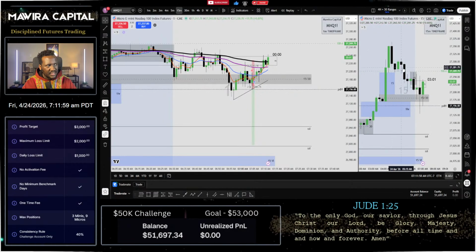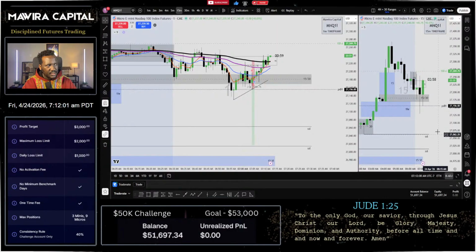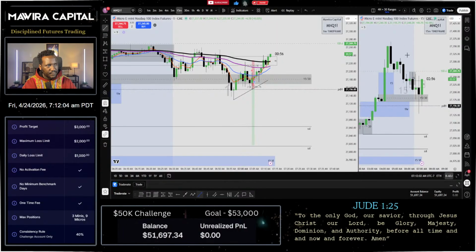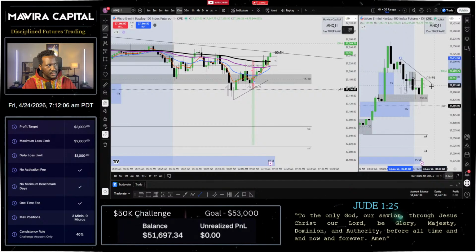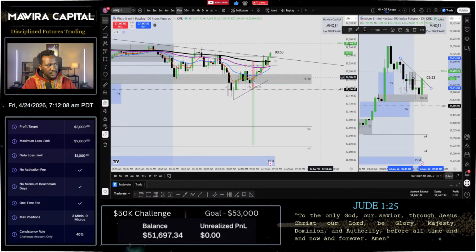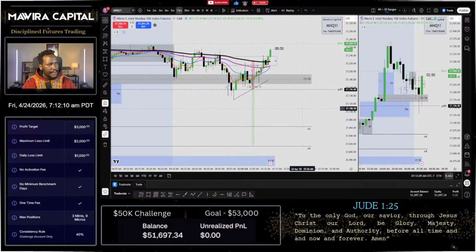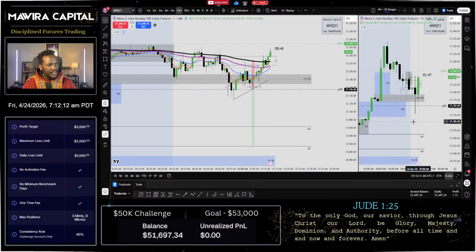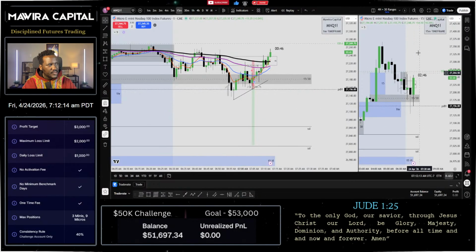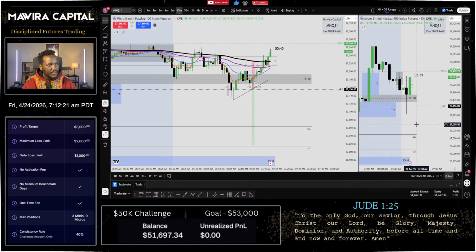And then that's a corrective structure on the 15-minute. So we can see this thing just flourish upwards, forming all-time highs as well. I'm thinking if we're gonna retrace today, it might be in the afternoon. 7, 8, 9, 10. Well, any time from now.